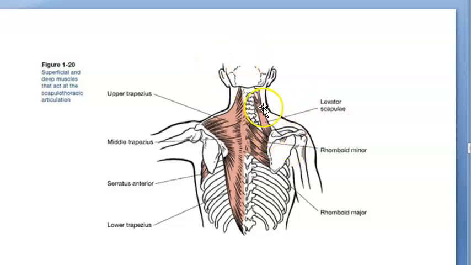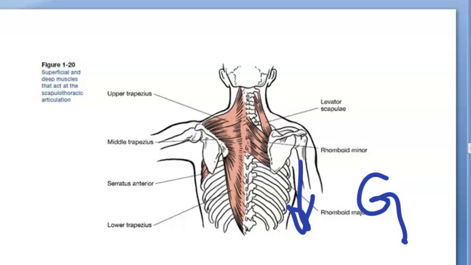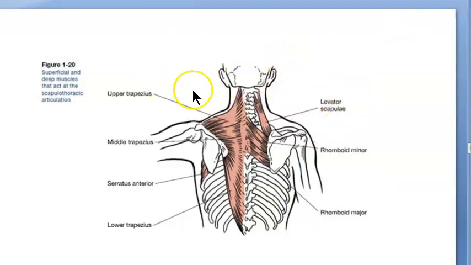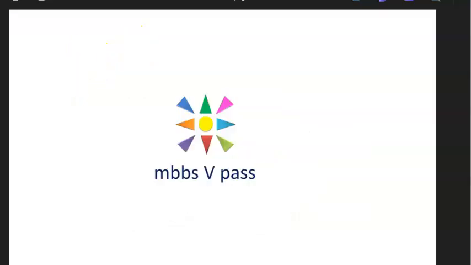Elevation of scapula: levator scapulae and upper fibers of trapezius. Very good. Next movement, you want to depress. Depress means you can just say gravity. Okay, that much is enough. Now let us move on to the next one, the third one, protraction of scapula.